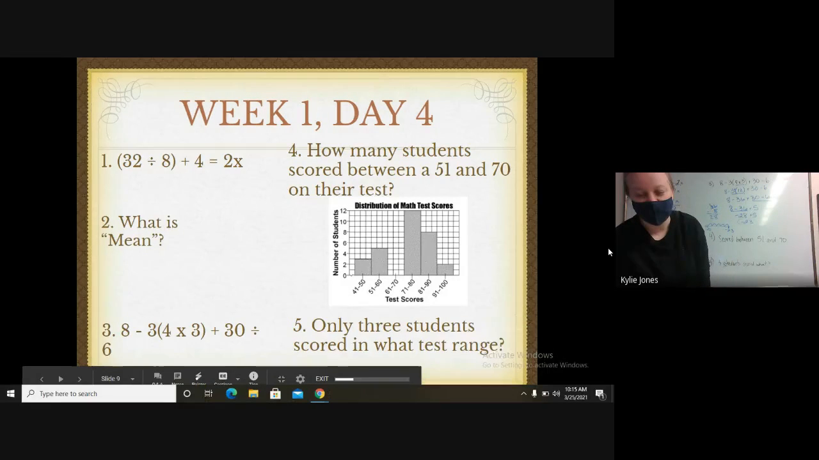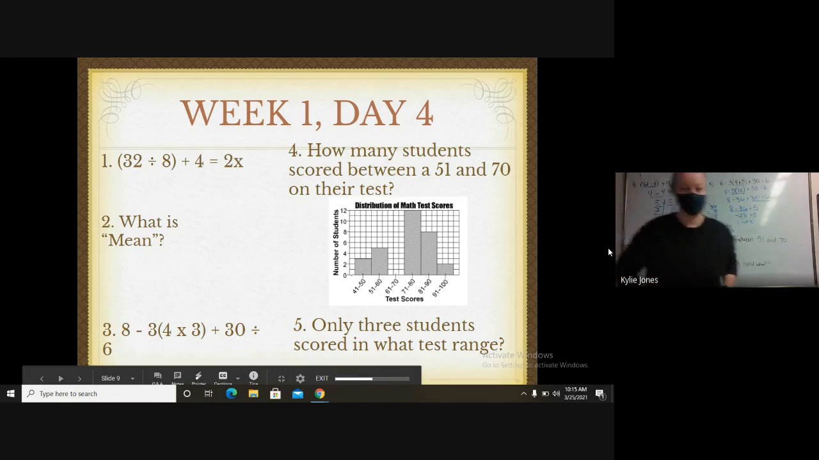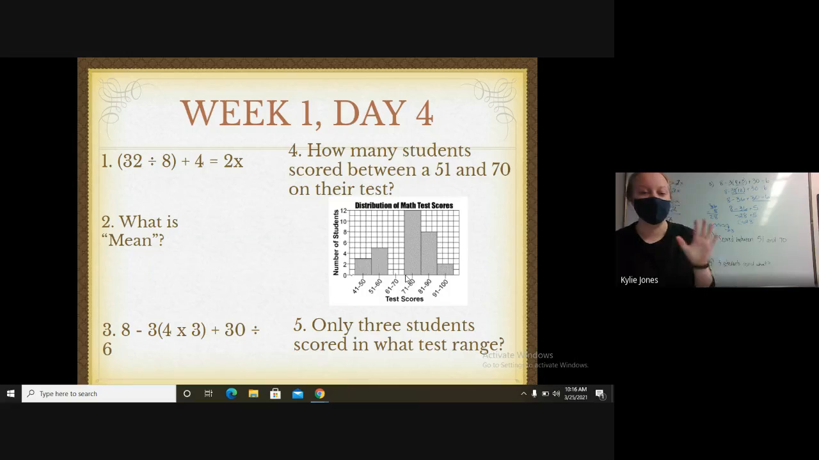It says, how many students scored between 51 and 70 on their test? It doesn't have any on 61 to 70, so you just have to do 51 to 60. Good, so we need to look at the 51 to 60 and the 61 to 70. How many kids scored between 51 and 60? 5. And how many scored between 61 and 70? 0. So you would add that and you get 5. So 5 students scored between 51 and 70.